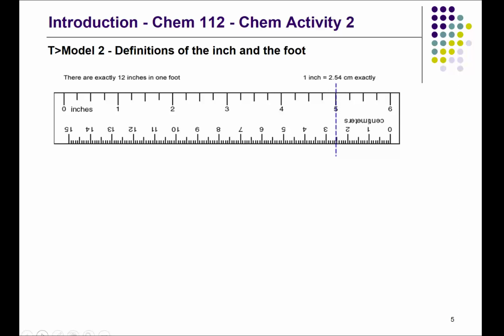Here we have definitions of the inch and of the foot. We make a statement that there are exactly 12 inches in 1 foot, and 1 inch equals 2.5 centimeters. I ask you to examine the corresponding picture of the ruler and then consider the key question numbers 1 and 2. Key question 1 is asking about the significance of the word exact or exactly in a conversion relationship.